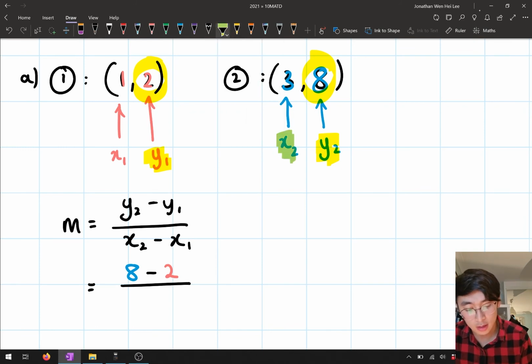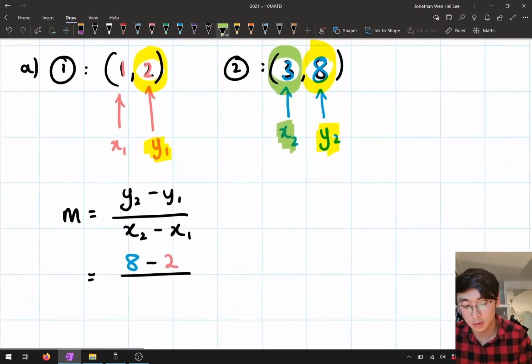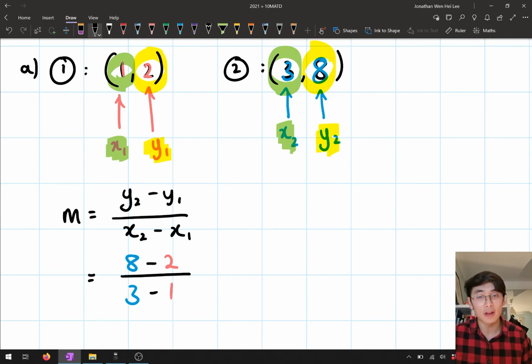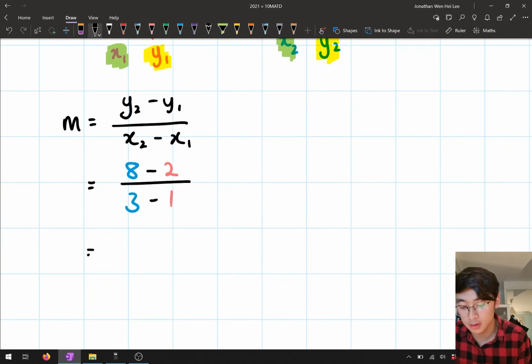So x2 is here, and so it's going to have a value of 3. So I'm going to write 3 minus x1, which is just my value over here, which is 1. And so I'm going to do 3 minus 1. Okay, now that we've done that, we're just going to fix up the top and the bottom. We're just going to do those calculations.